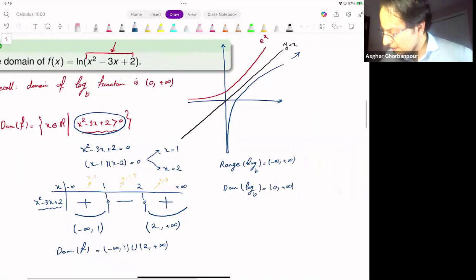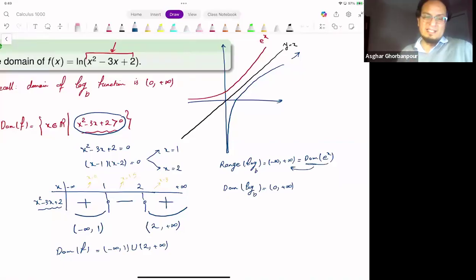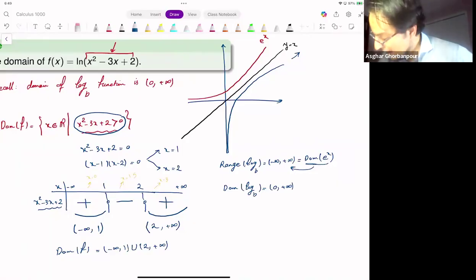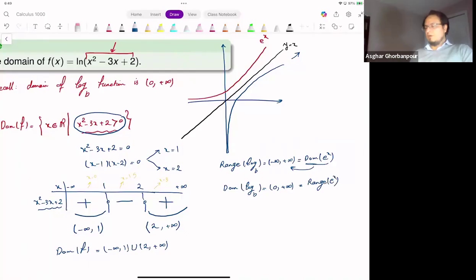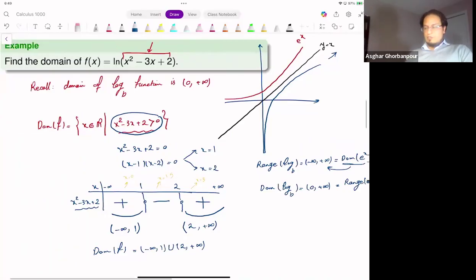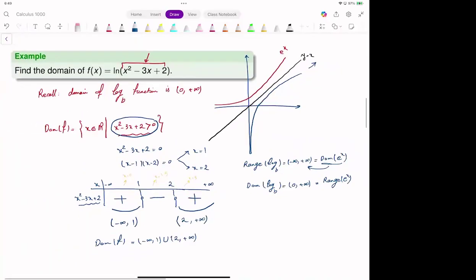And keep this in mind: the range of a function is equal to the domain of its inverse. You should already know that e to the power x is defined everywhere. And the domain of the function is the range of its inverse. And that's also why e to the power x only generates positive numbers. Does that answer your question? Yes, thank you very much.